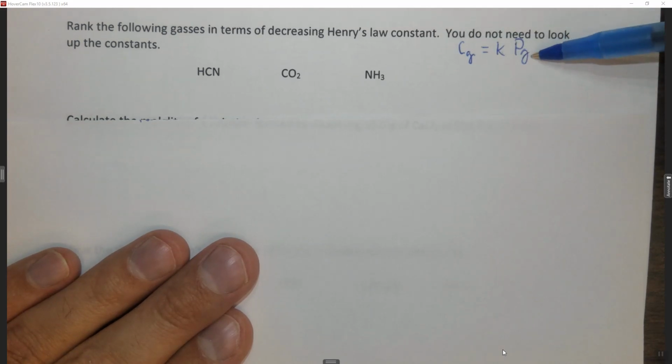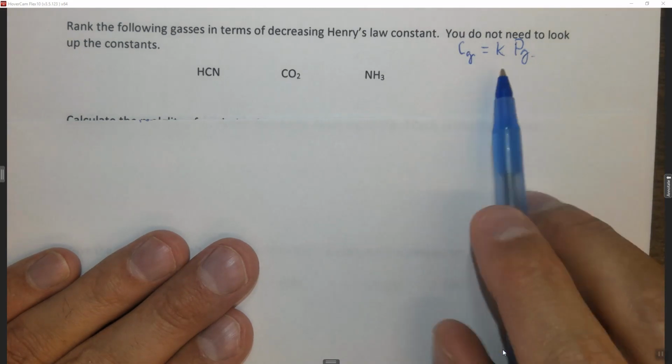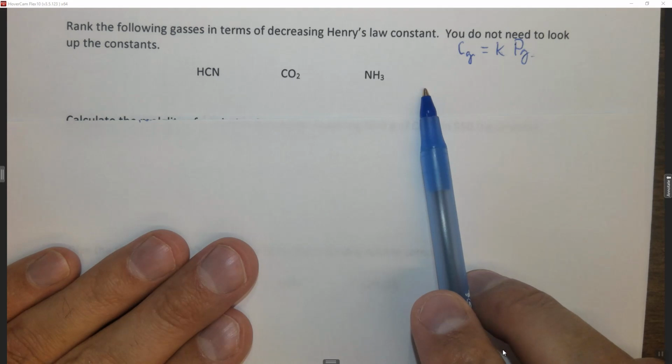increases with increasing pressure. This is why soda bottles are pressurized. If you have a higher pressure of carbon dioxide, the carbon dioxide will be more soluble in water. So if you pressurize a soda bottle, the soda doesn't go flat. Okay? Now, what about this Henry's law constant and different chemicals?